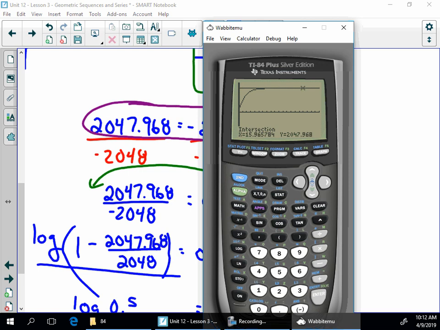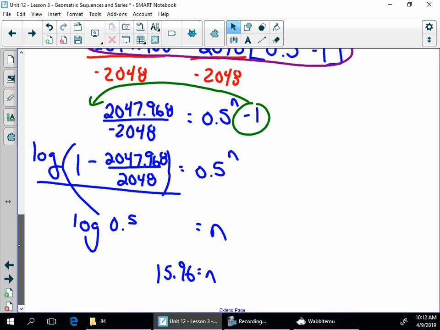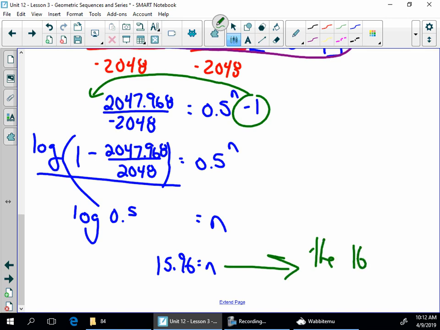Hey, we did, 15.96. Now we know we can't actually have a decimal term number. n can't be 15.96. So which term is it? This would be the 16th term. Sorry, the sum of the first 16 terms is required to exceed 2047.968.